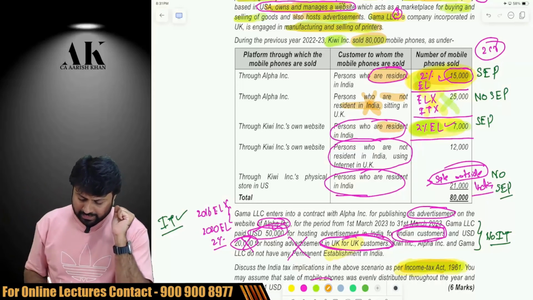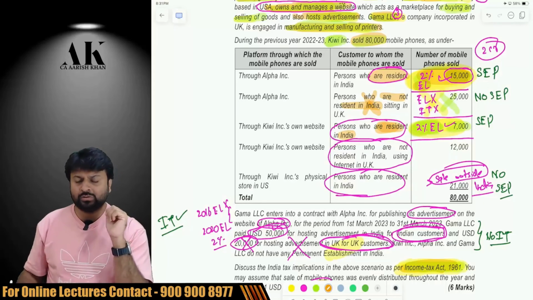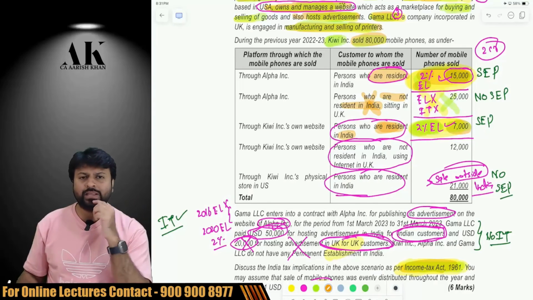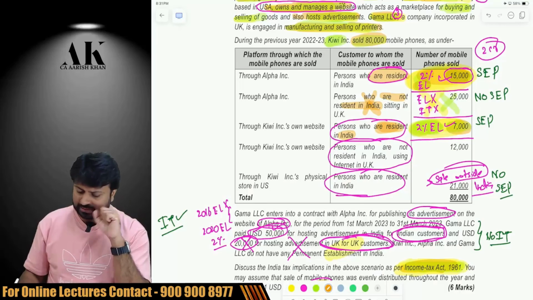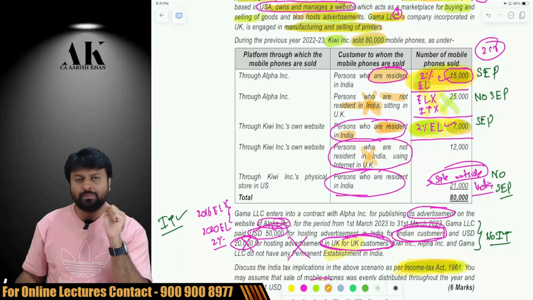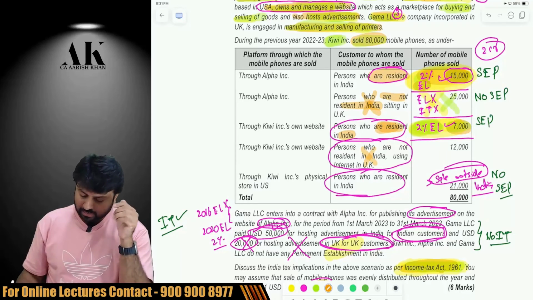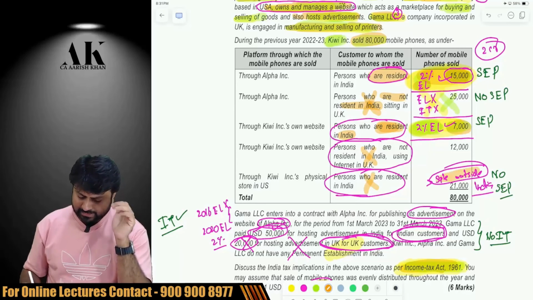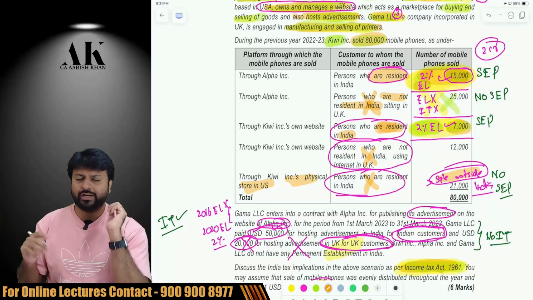In third case also, equalization levy will be applicable because you are again selling to the resident of India, and if you multiply 7,000 into 2,000 into 80, you will get more than 2 crore rupees. Therefore, again equalization levy is applicable. In the fourth case, it is not applicable because again you are not selling to the residents in India. You are selling to the residents in UK. In the fifth case also, it is not applicable because the sale itself is done outside India, because the physical store is outside India. The physical store is not in India.